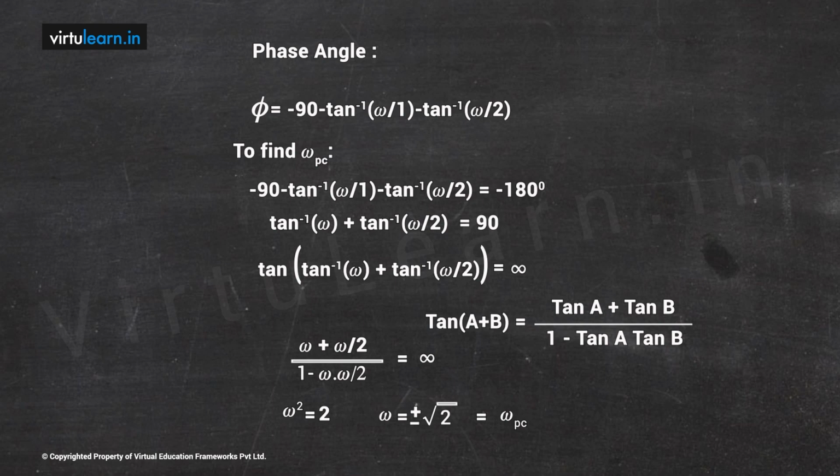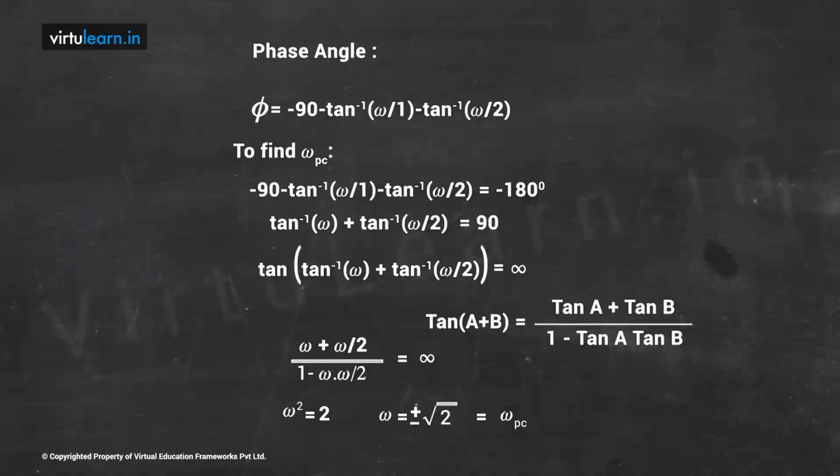Sometimes this kind of simplification is not possible for complex systems. In that case, I can go for the other method: take GH of J omega, rationalize it and separate the real and imaginary parts, equate the imaginary part to 0, and find the omega value. Another way is to use the phase angle expression equal to minus 180 degrees with the trial and error method. That will give the omega PC.